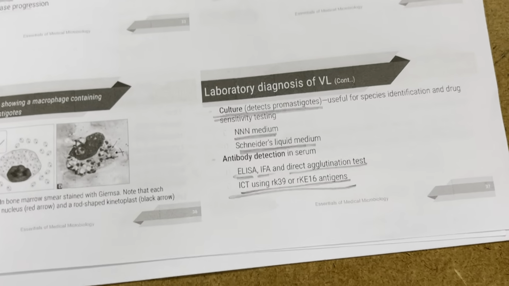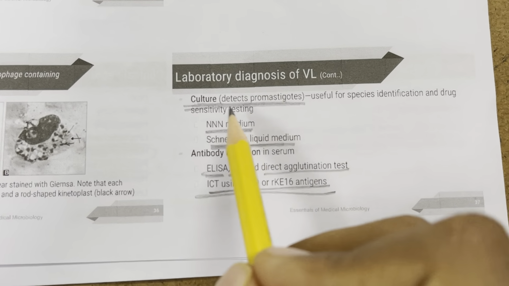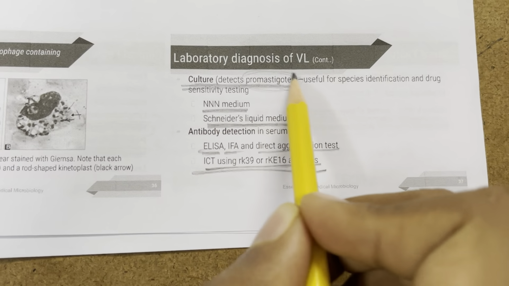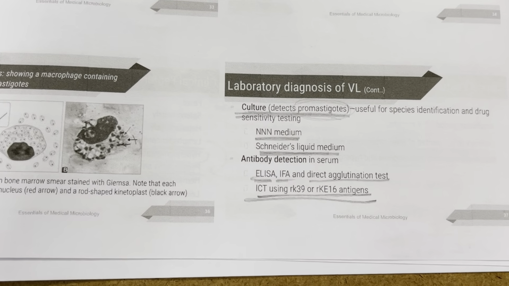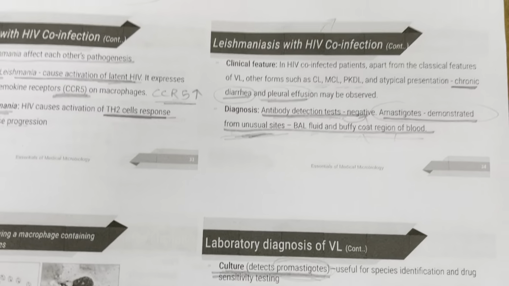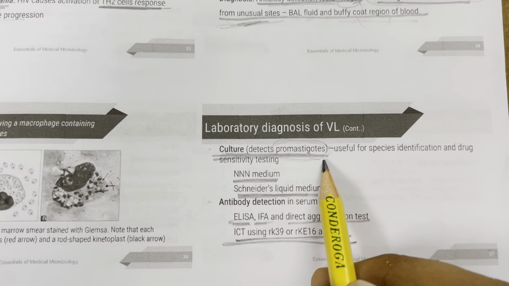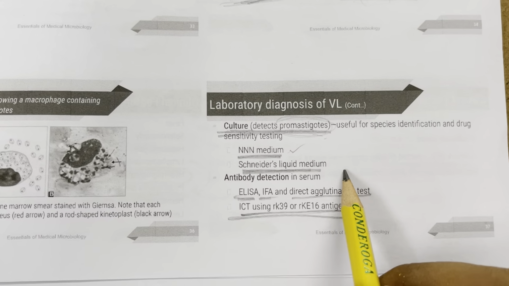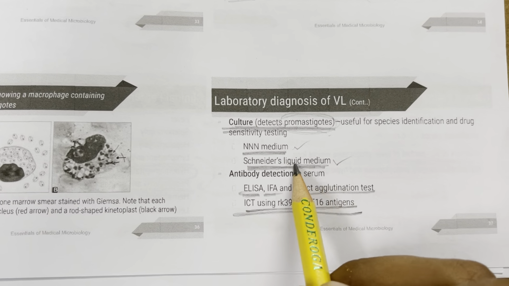Okay, and then moving on to the laboratory diagnosis. So culture, it detects promastigotes because you're directly taking the sample and you're looking at it, means you get amastigotes, but if you're culturing it, you get promastigotes. You can use NNN medium and Schneider's liquid medium because you're taking blood.